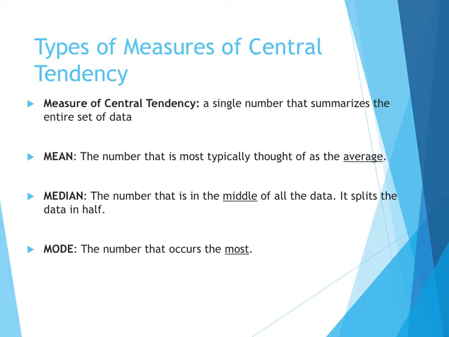Mean is the number that is most typically thought of as an average. Median is the number that is in the middle of the data, so it splits the data in half. And mode is the number that occurs the most often.